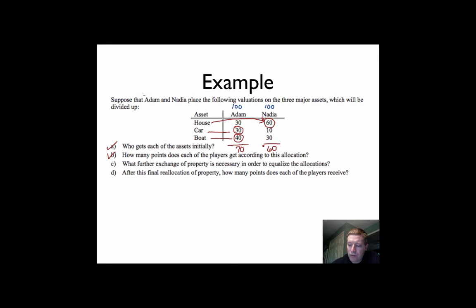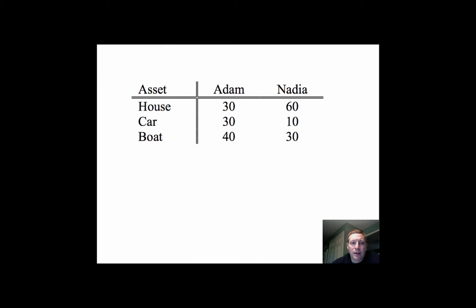So we move on to the second part of our procedure. And this is really kind of the big part. So just to review, we know that Adam bid higher on both the boat and the car, and Nadia bid higher on the house. Adam currently has 70 points. Nadia only has 60 points. And mathematically now we have to somehow figure out a fair way to divide something. Basically, we've got to give something from Adam's stuff to Nadia so that it will be equal and fair.